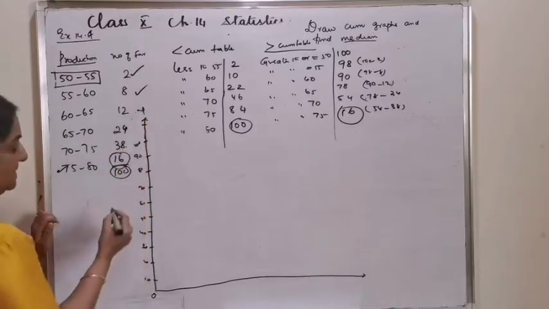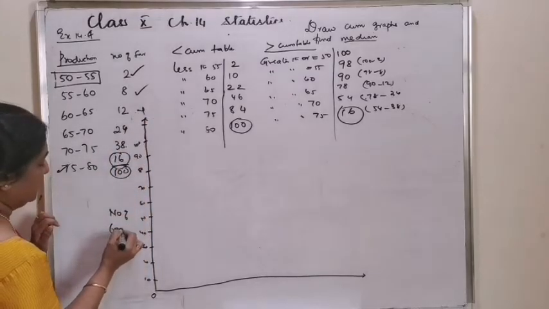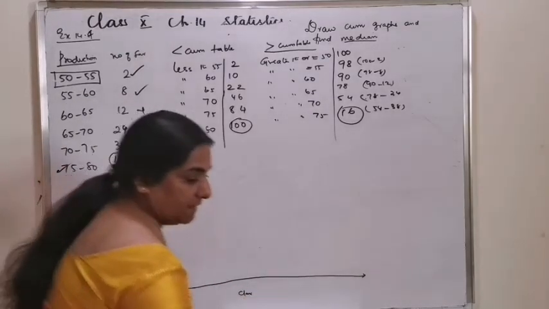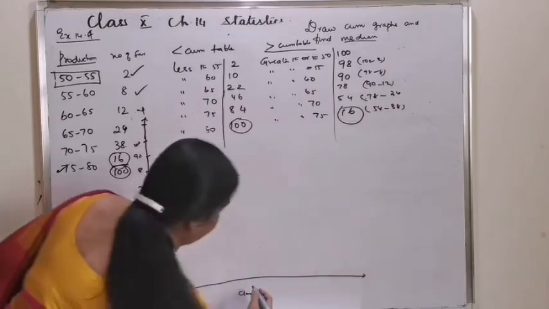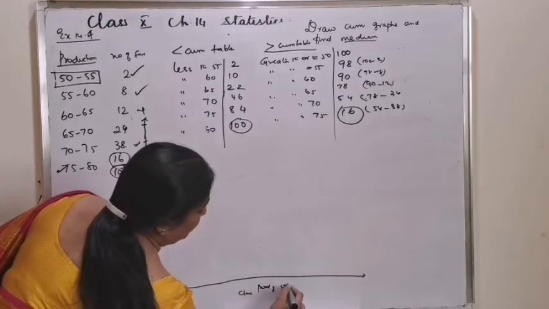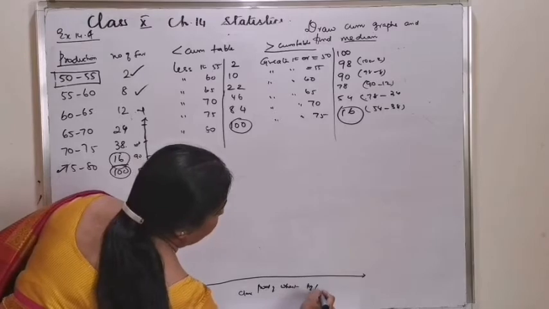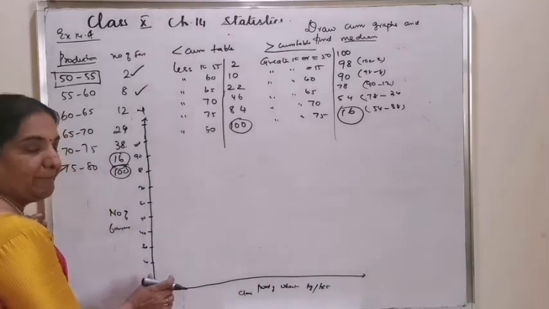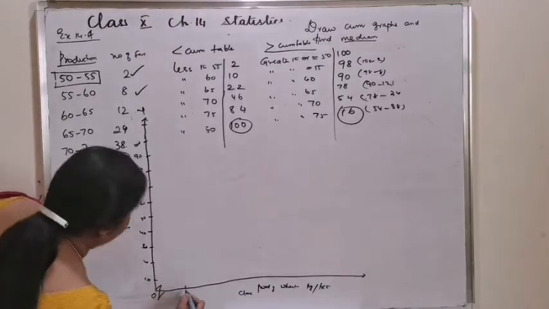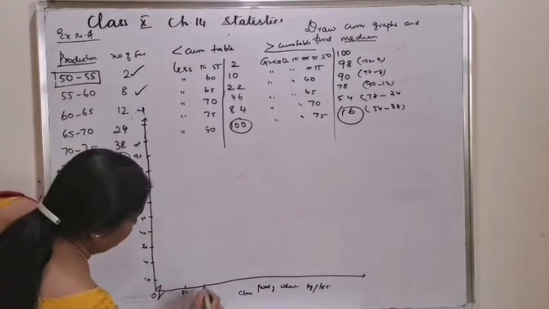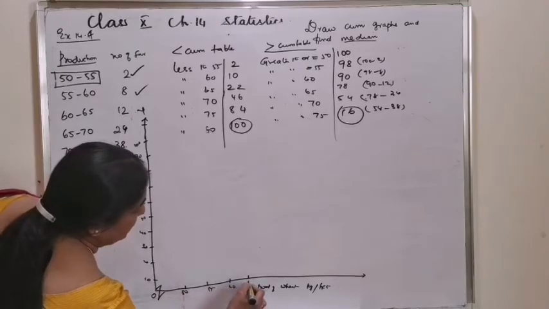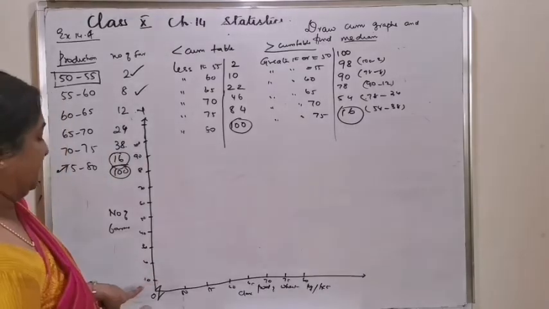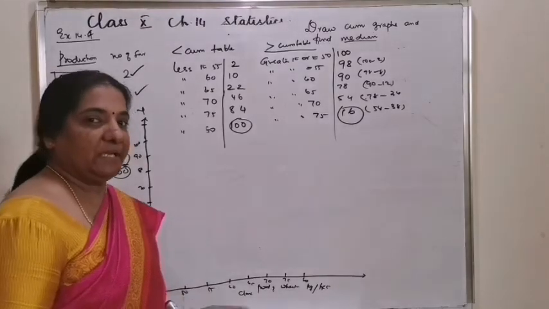On the y-axis, that is number of farms. Frequency, normally the frequency on the y-axis, and the class, that is, it is the production of wheat in kilogram per hectare. That means you can take it as, because the gap is 5, it's 50 to 55. 50, 55, 60, 65, 70, 75, 80. And now the graph paper you may get very easily.